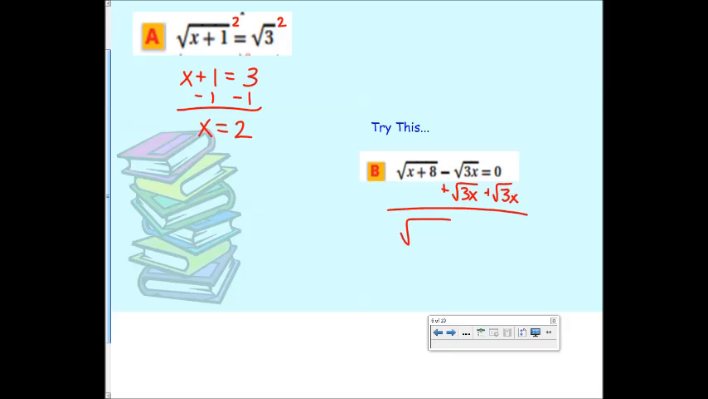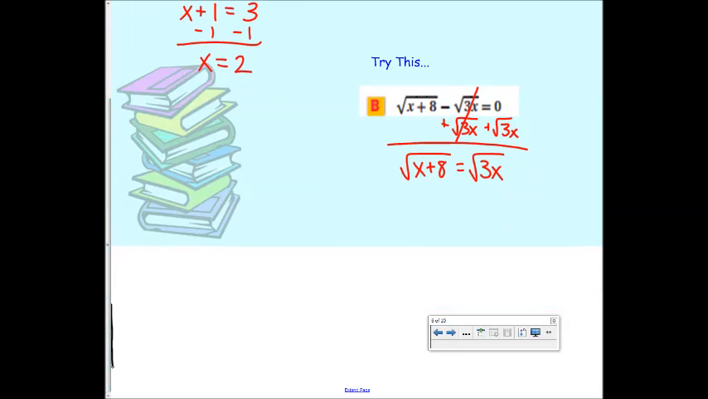Okay, now what do we do? Square both sides. And what do you have left? X plus 8 equals 3x. Good. How would I finish? I've got x's on both sides, so what do I have to do? Like terms. Yeah, collect your like terms.